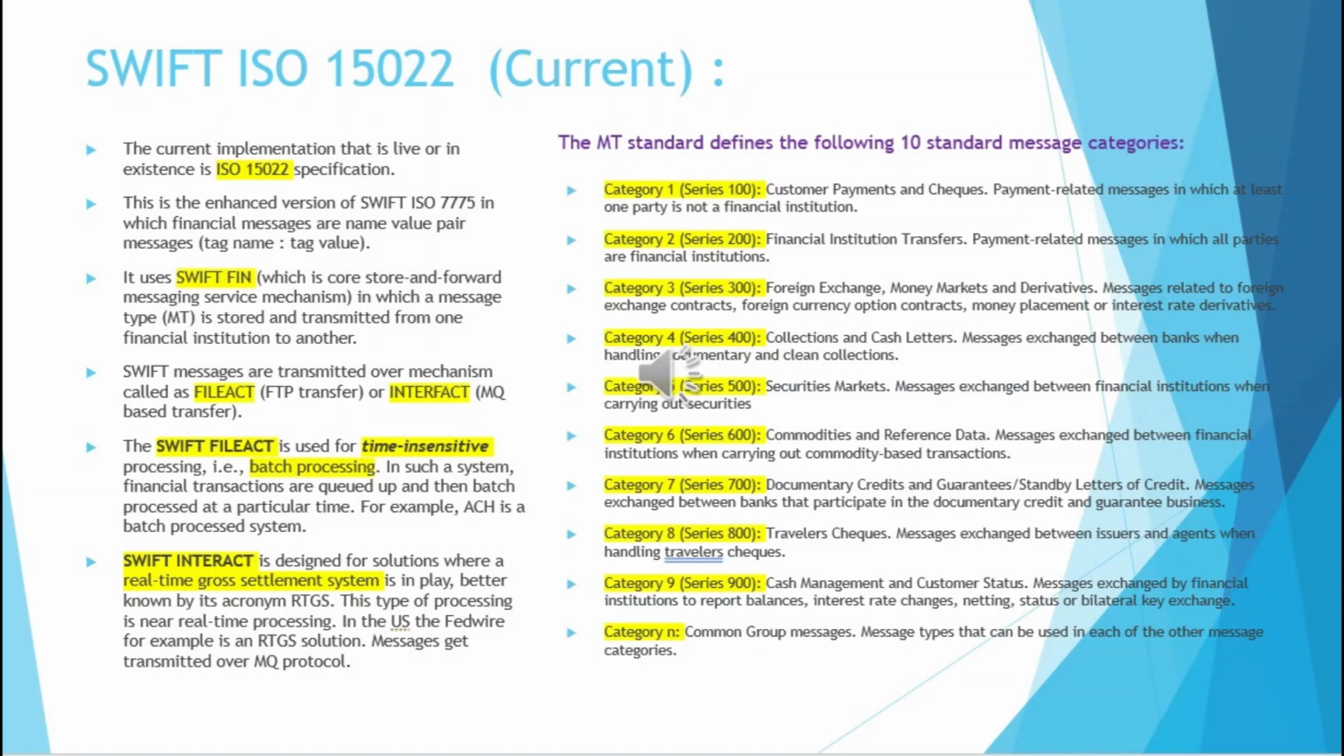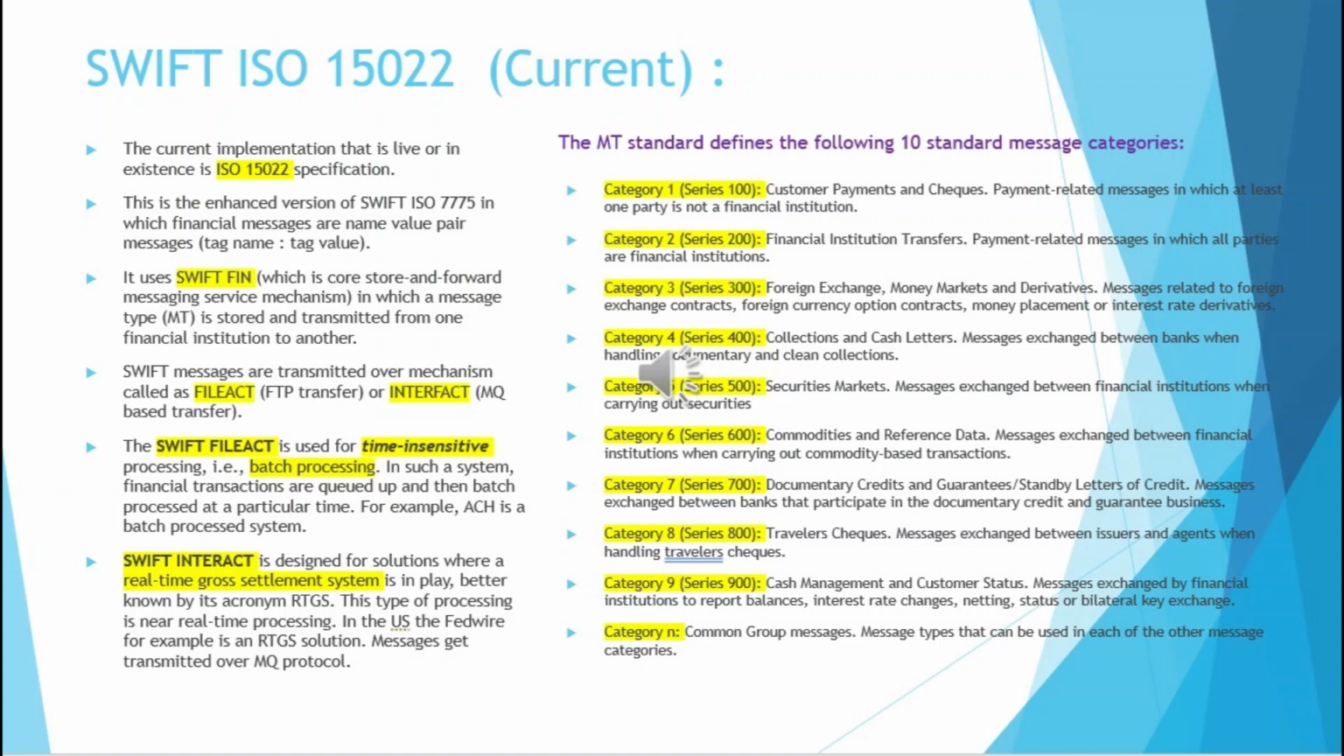Swift ISO 15022 is the current format, and it is an enhancement of the previous Swift ISO 7775 format, which is also a name value pair. It uses a store and forward mechanism, which is known as Swift FIN, in which messages are stored and then transmitted from one financial institution to another. It uses two modes of transport. Either of them could be used. One is FileAct, which is a file transfer protocol, and another one is InterAct, the MQ based transfer.